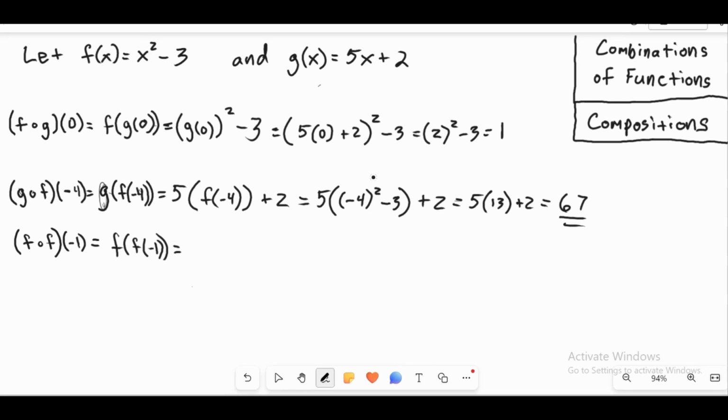And now we're going to do f of f of negative 1. Well, f is x squared minus 3. So we're going to do our parentheses squared minus 3. And in the place of x, we're going to put f of negative 1. Well, f of negative 1 is x squared minus 3, but with a negative 1 put in for the x. So what we'll have here is this. Then we'll have in parentheses negative 1 squared minus 3. Good. And then that's going to be squared. And then we're going to subtract 3.